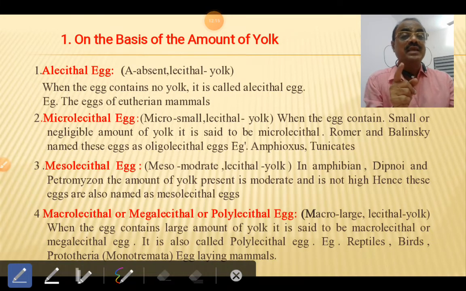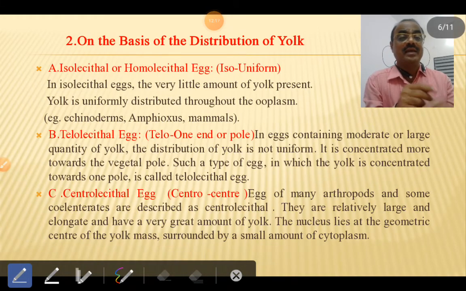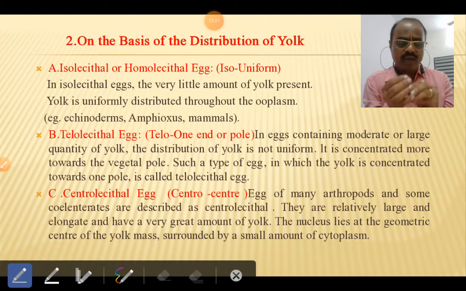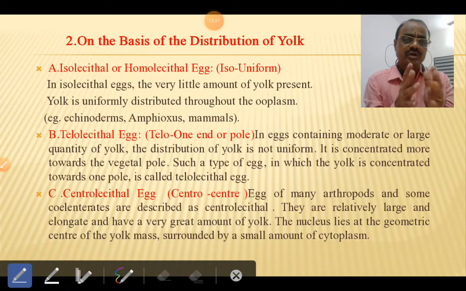Now, the second category of eggs, according to the distribution of yolk. Whatever the yolk is present, it may be micro, it may be moderate, it may be large, how it is distributed. According to the distribution of yolk within the egg, again the egg is divided into three categories. One is isolecithal, or it is also called the homolecithal.